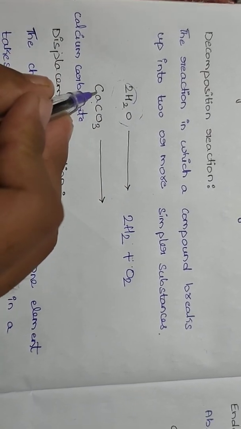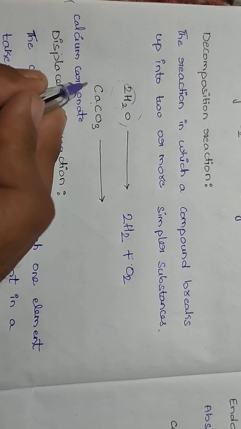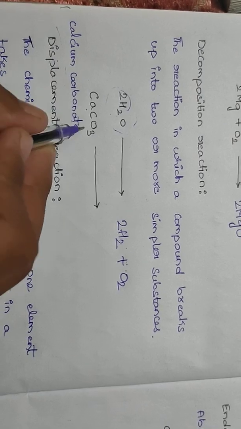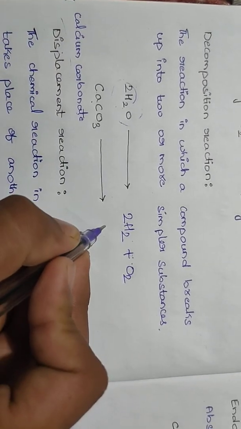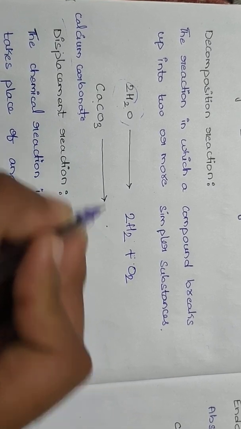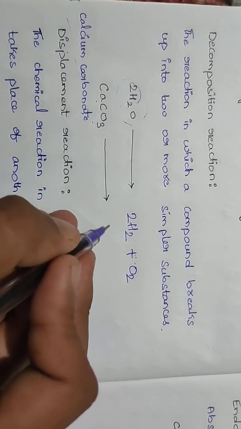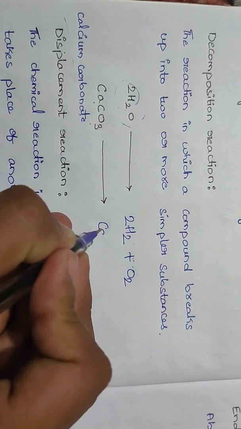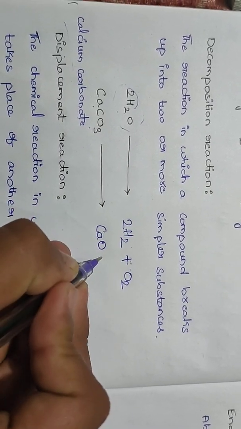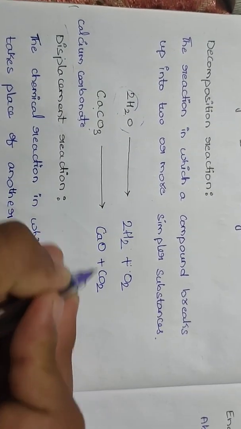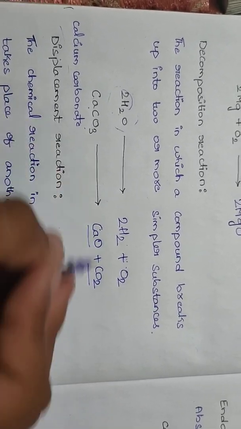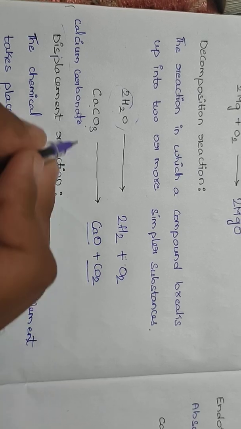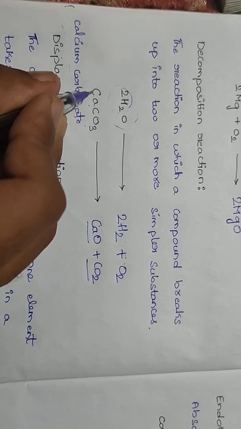Similarly over here, CaCO3, calcium carbonate. One single component is breaking down into two components, which are calcium oxide plus CO2, carbon dioxide. Let's just cross check it.